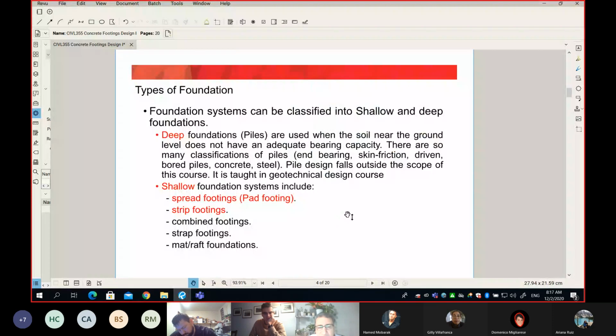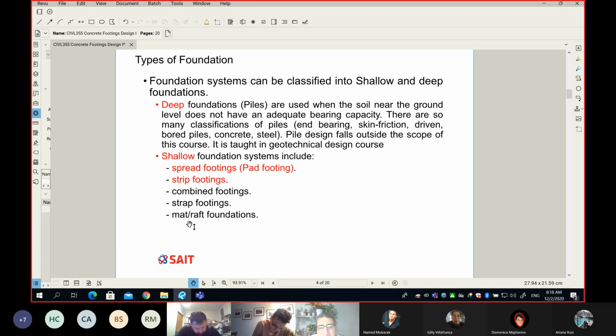So the other classification of foundation is something called shallow foundation. It means a system of foundation that is very close to the surface of the earth. And we have many of them. Here I listed 5 of them. There is something called spread footing, and sometimes we call it pad footing. And we have a strip footing, we have combined footing, and strap footing, and then raft slash mat foundation.